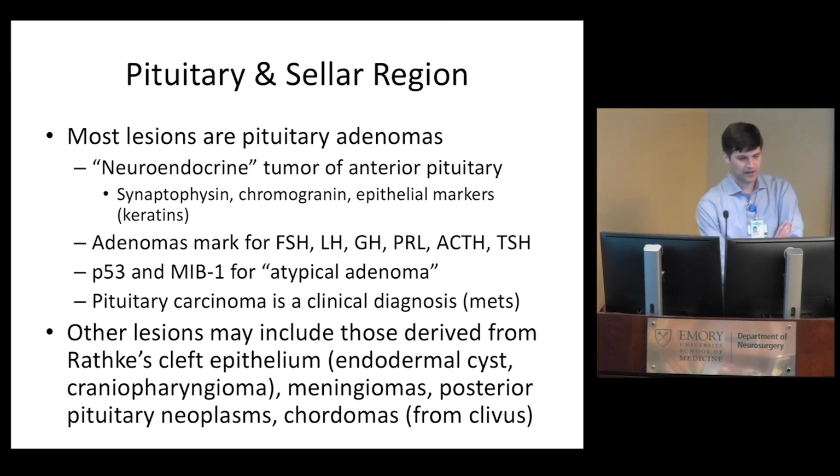And adenomas will also stain for one or more of the six pituitary hormones: FSH, LH, GH, ACTH, TSH, and prolactin. And then I left this in here this year because it may still be referenced. There is a subtype of adenoma called an atypical adenoma that expressed P53 and elevated MIB1, MIB1 being a proliferation marker. And we call these things atypical adenomas. The 2017 WHO has thrown that term out.